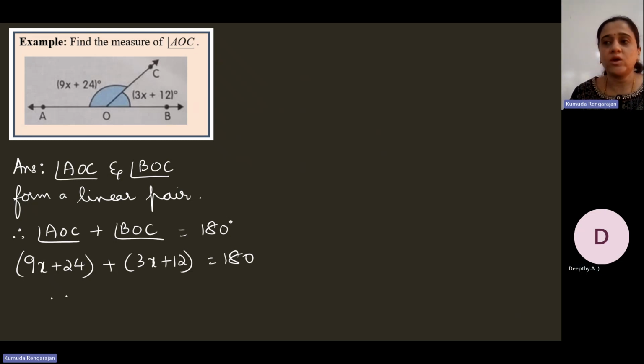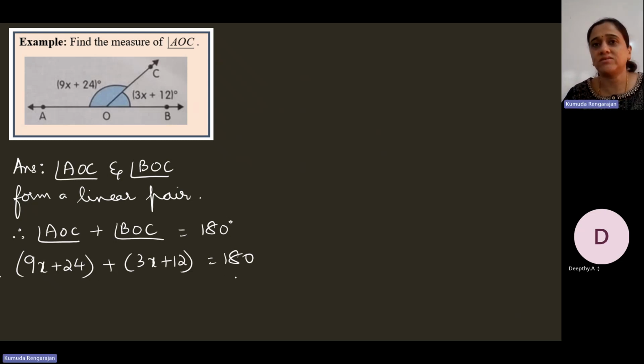So see here, yes. Angle AOC and angle BOC form a linear pair. Therefore, angle AOC plus angle BOC is equal to 180 degrees. They are supplementary. The sum of the two angles will be equal to 180 degrees. So now what is the expression given for angle AOC? 9x plus 24. What is the expression given for angle BOC? 3x plus 12. So 9x plus 24 plus 3x plus 12 is equal to 180.